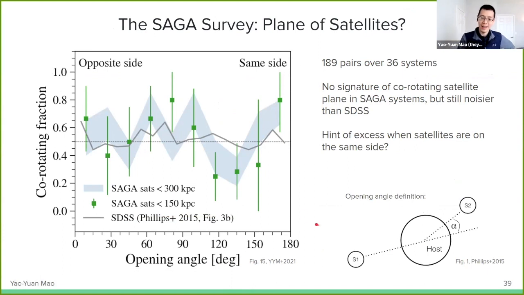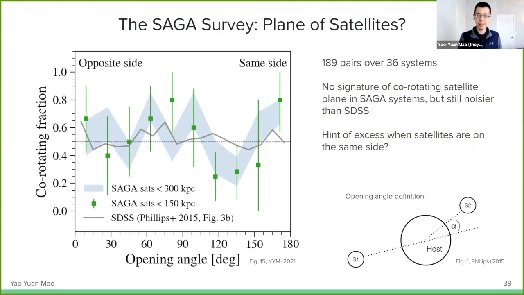We don't quite... Okay, let me just recap for people who may not be familiar. There has been this very heated discussion about whether there's a planar structure, like in the Milky Way, M31 and many other satellite systems.